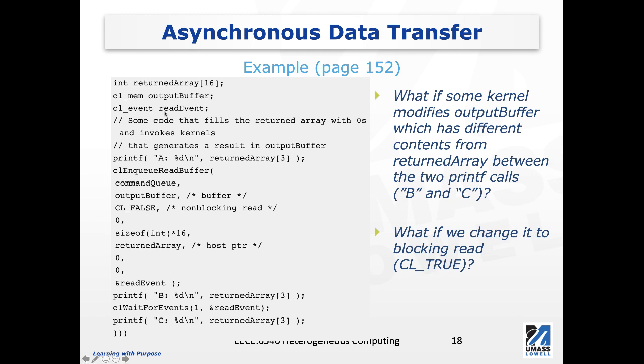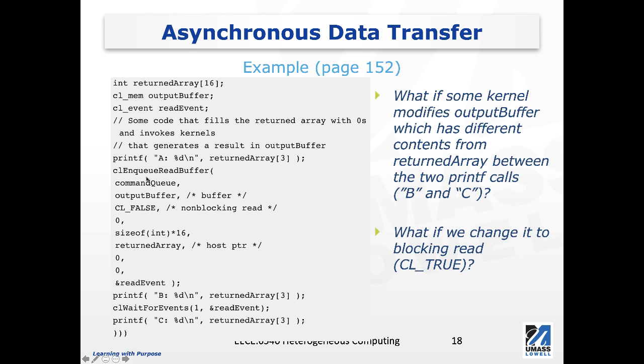So between this declaration of the read event and this printf, we assume that there's some other code that will invoke the kernel, and it will generate result into the output buffer. Also, we assume that this return array is filled with all zeros. So when we get to this point, this printf will print out the value in the return array at index number 3. Because we initialize with all zeros, we expect to see a printed here and then 0.